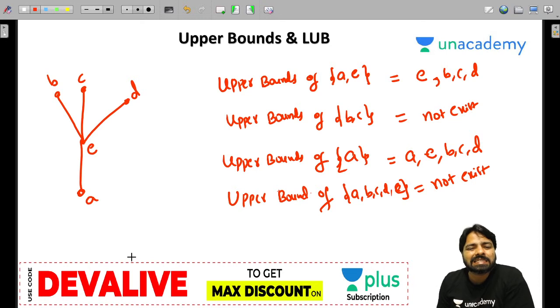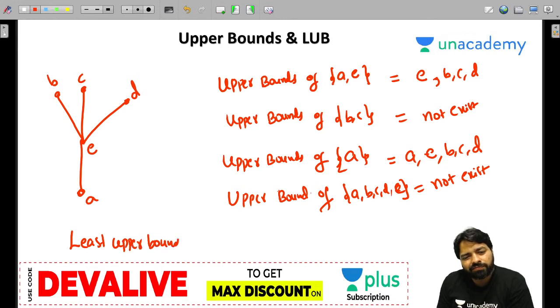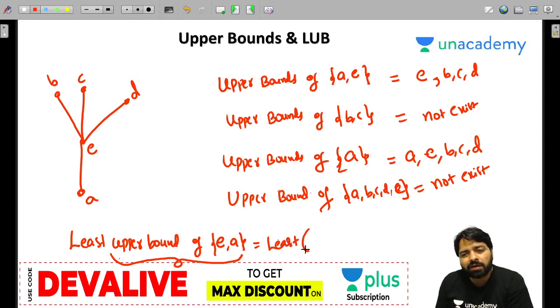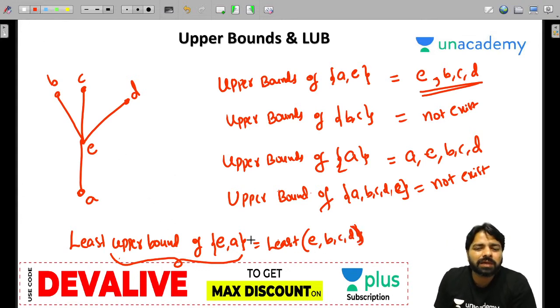Now what is this least upper bound? Let me ask, least upper bound of, let's say, E comma A, that is A comma E. The first thing you have calculated already. Here, first you calculate the upper bounds, and least means the minimum. You got already E, B, C, D, so I am directly taking it. Who is the minimum of this E, B, C, D? Among them, who is the least upper bound?